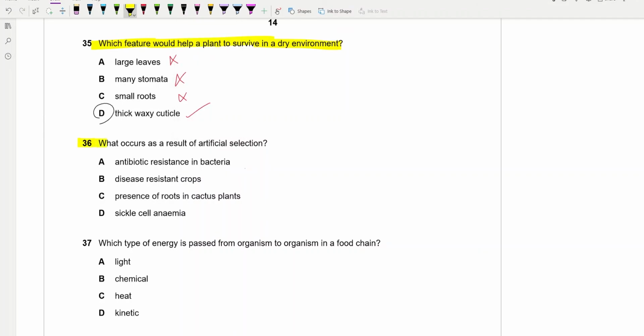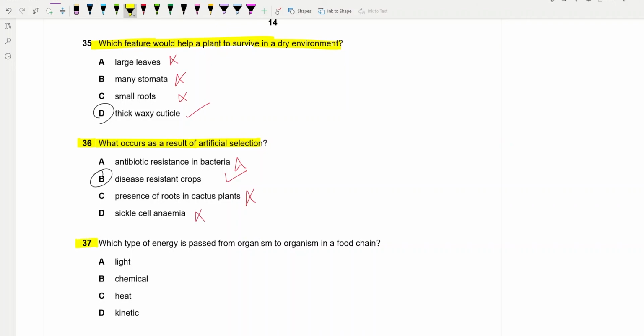Question number 36. What occurs as a result of artificial selection? Option A says antibiotic resistance in bacteria, which is wrong. Option B says disease resistant crops, which seems correct. Option C says presence of roots in cactus plants, which is wrong. Option D says sickle cell anemia, which is wrong. So the correct option would be option B.